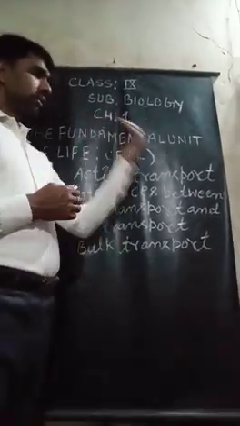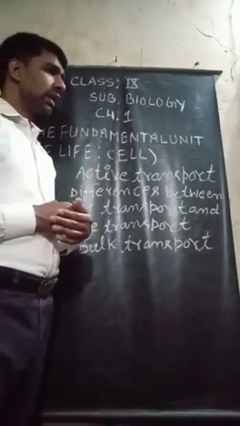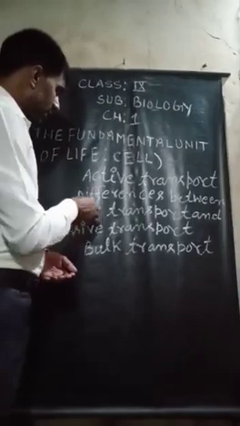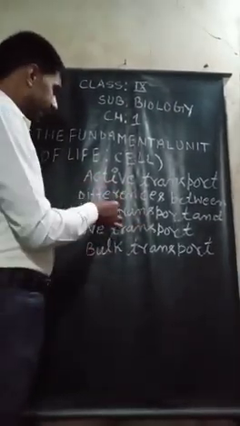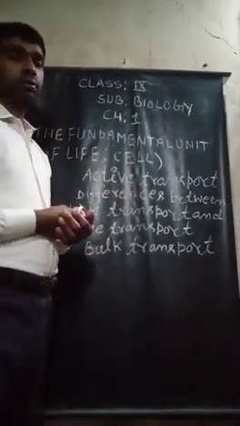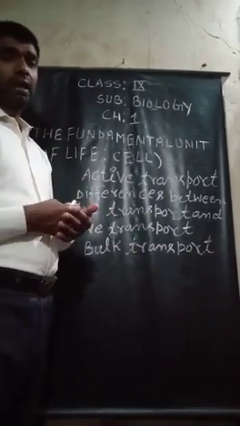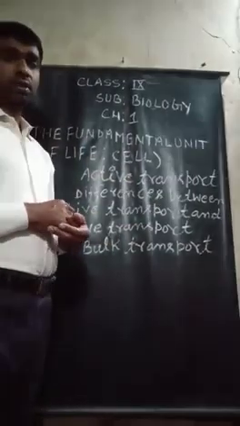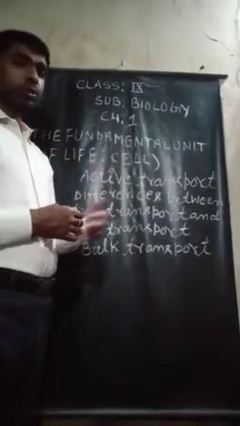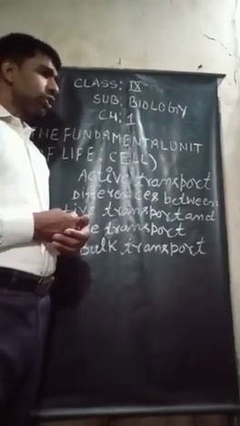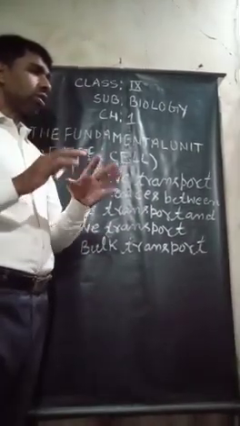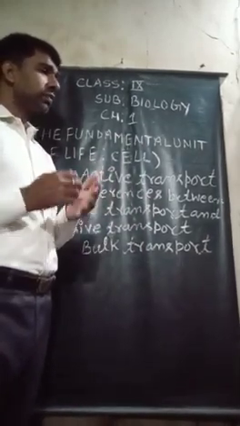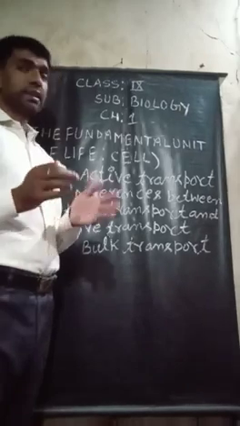Active transport is unidirectional and passive transport is bidirectional. So these are the differences between active transport and passive transport. Then after that, I am going to describe bulk transport. So what is bulk transport? Bulk transport is a mode of transport of a large quantity of material, such as macromolecules and food particles, across the cell membrane.